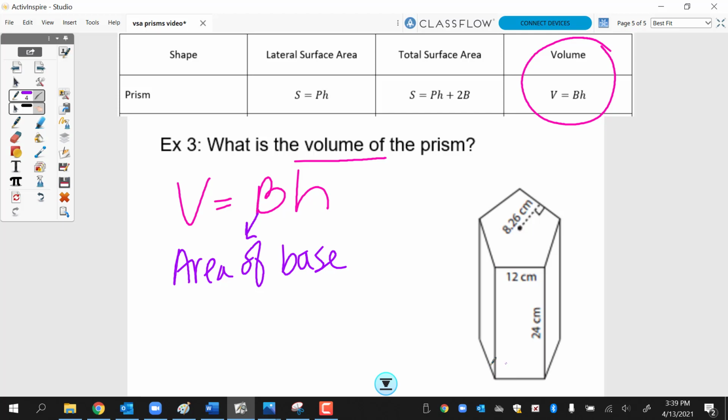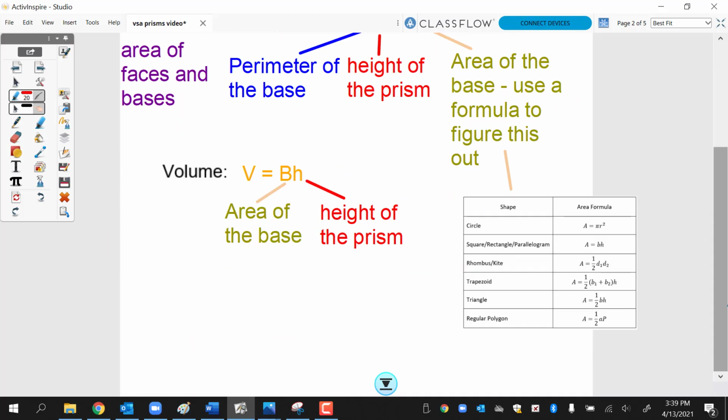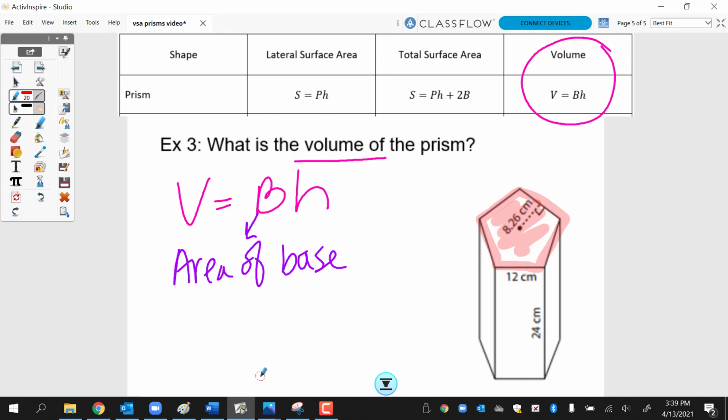Okay, well, where is my base? Are there any sides that are not a rectangle? Well, in this one, yes, this side up here, this is not a rectangle, so that's got to be my base. Okay, so what kind of shape is that? Well, that's a polygon. Specifically, it's a pentagon, but okay. So I need to pick the formula for area of a pentagon. So I'm going to go back to my formula chart. I'm going to look for polygon, regular polygon right here. A equals 1/2 AP.